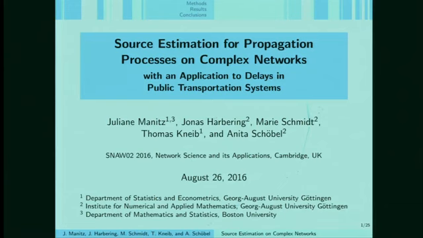Paper that was on looking at networks again from a different point of view. It's trying to see the process by which delays spread through a public transport system and then finding exactly where the delay started. So source estimation for propagation processes of complex networks.